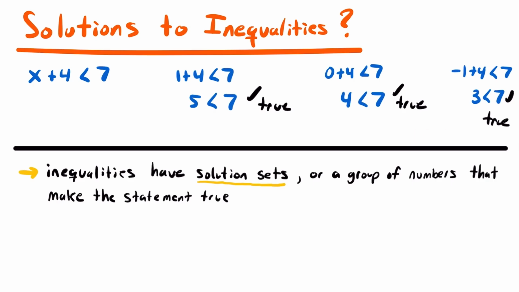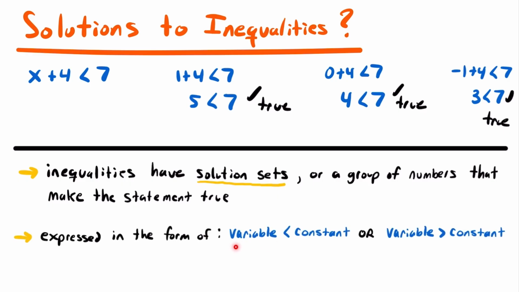All right, and so the solution set for an inequality will be in the following form. It'll either be expressed as a variable less than a constant or a variable greater than a constant. Notice that it's very similar to our solution to equations, it's just that instead of an equal sign, we have an inequality sign. And by the way, you could also have a variable less than or equal to a constant or a variable greater than or equal to a constant. That could happen as well.